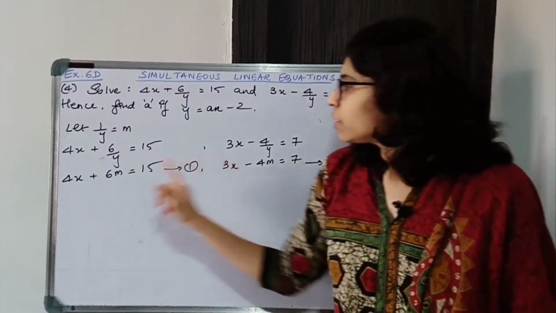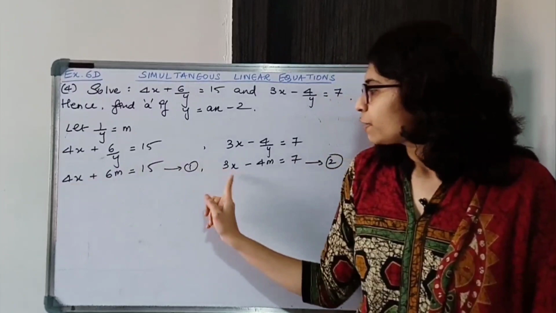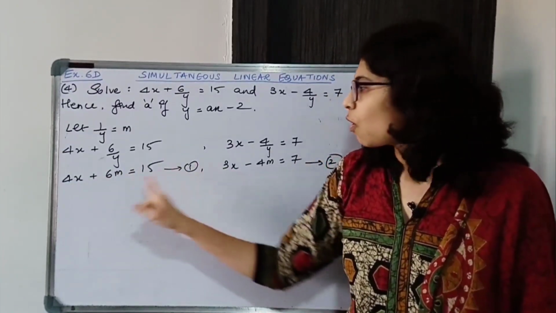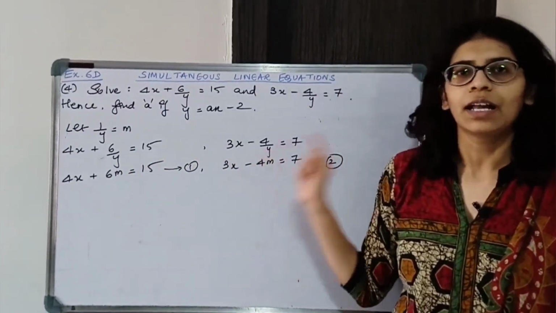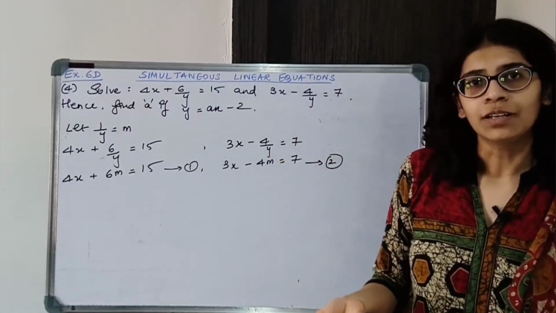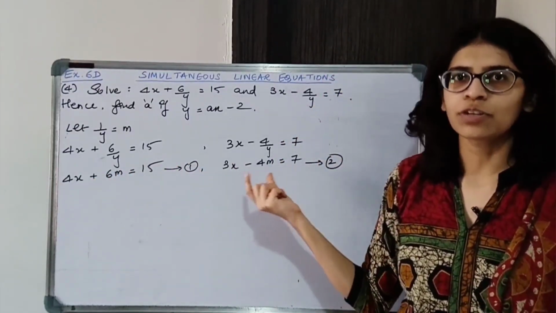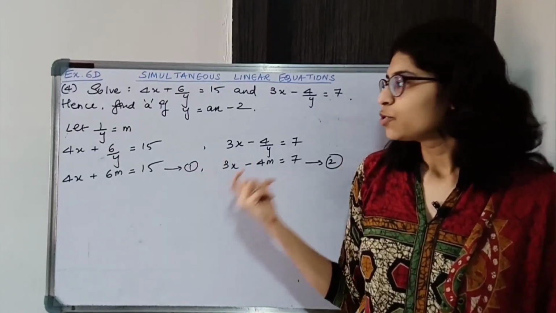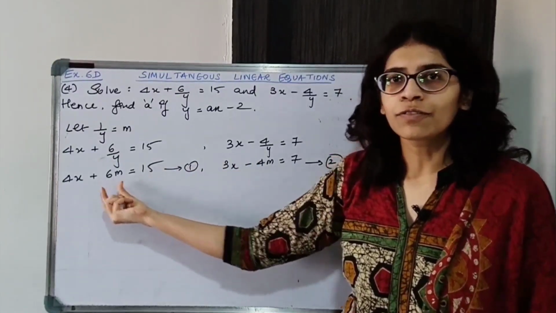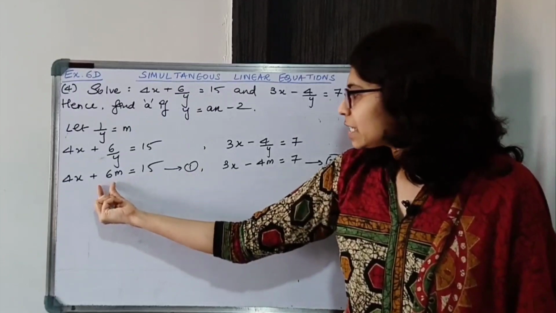Now you can make coefficients of x equal or coefficients of m equal. I'll be making coefficients of m equal because the signs of m are opposite here. So I just have to add the equations. I'll make the coefficients of m the same. We have 6 and 4.